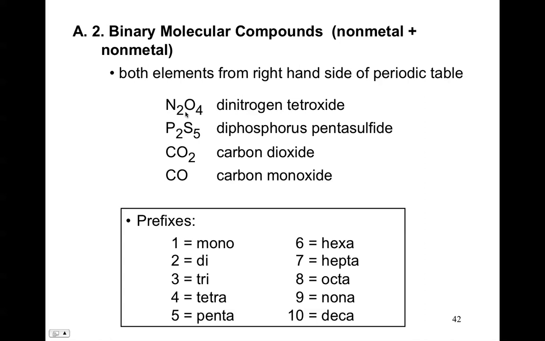And another thing, for N2O4, you would think you would just name it dinitrogen tetraoxide, but in that case you get double vowels, A and O, linked together. And generally what we do is we drop the first vowel.